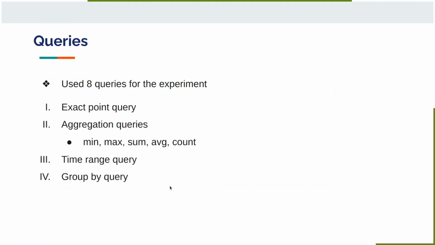After picking the databases and data sets, it is time to decide which queries to pick. The existing benchmarks have used some random queries to compare the performance, but I tried to use all kinds of queries. So I took the exact point query and all kinds of aggregation queries like mean, max, sum, average, count, and I have also picked a time range query and a group by query as well. So I have picked a total of 8 kinds of queries.